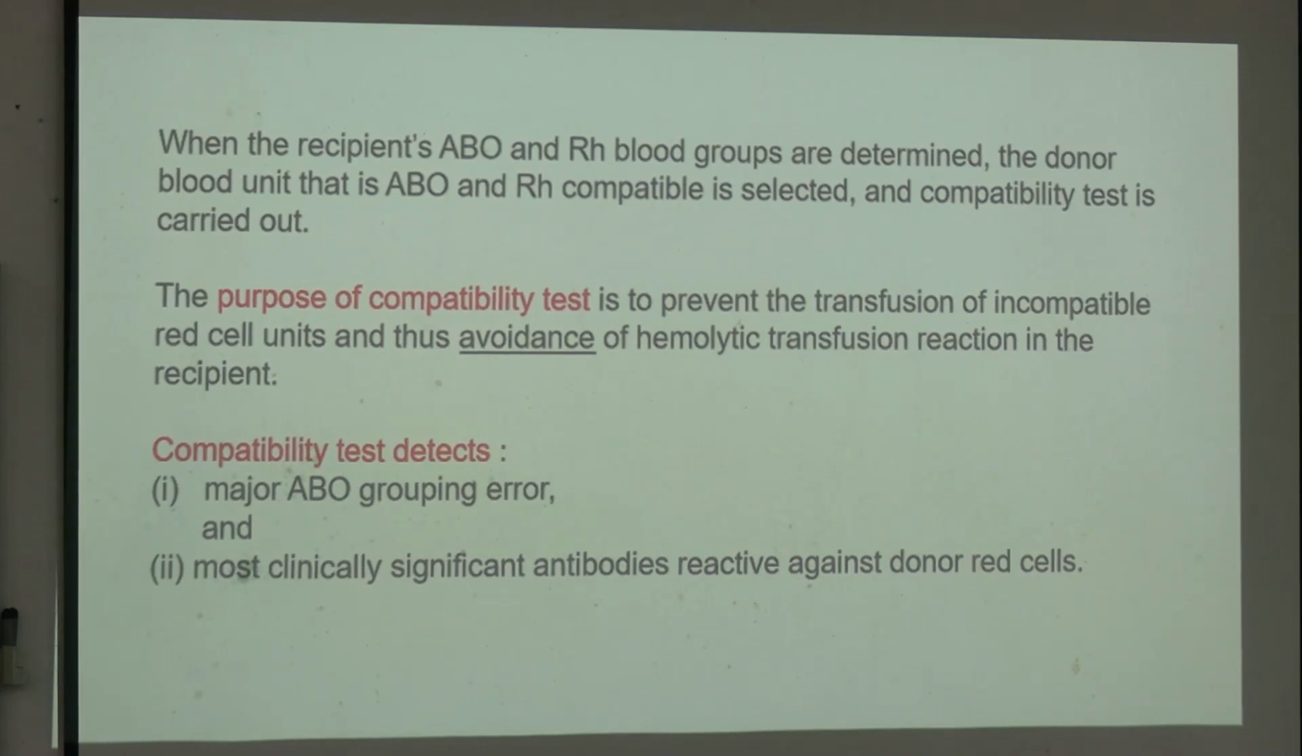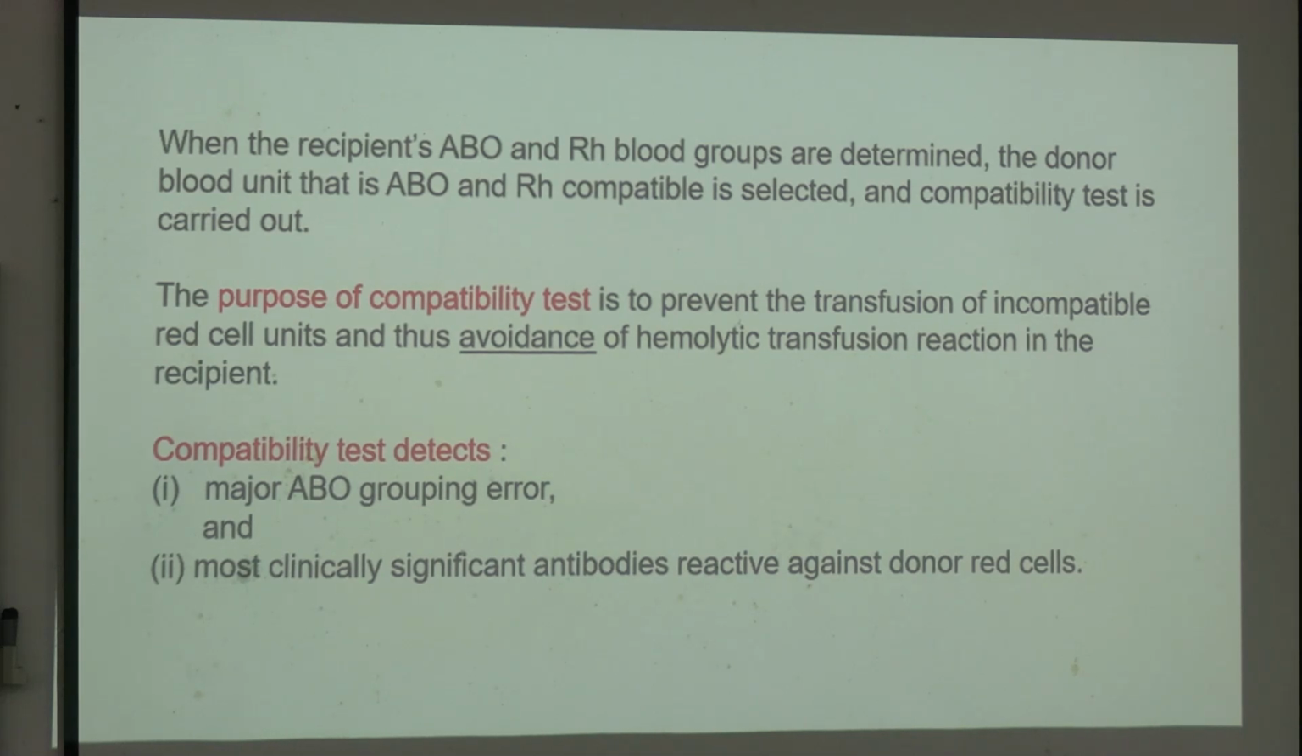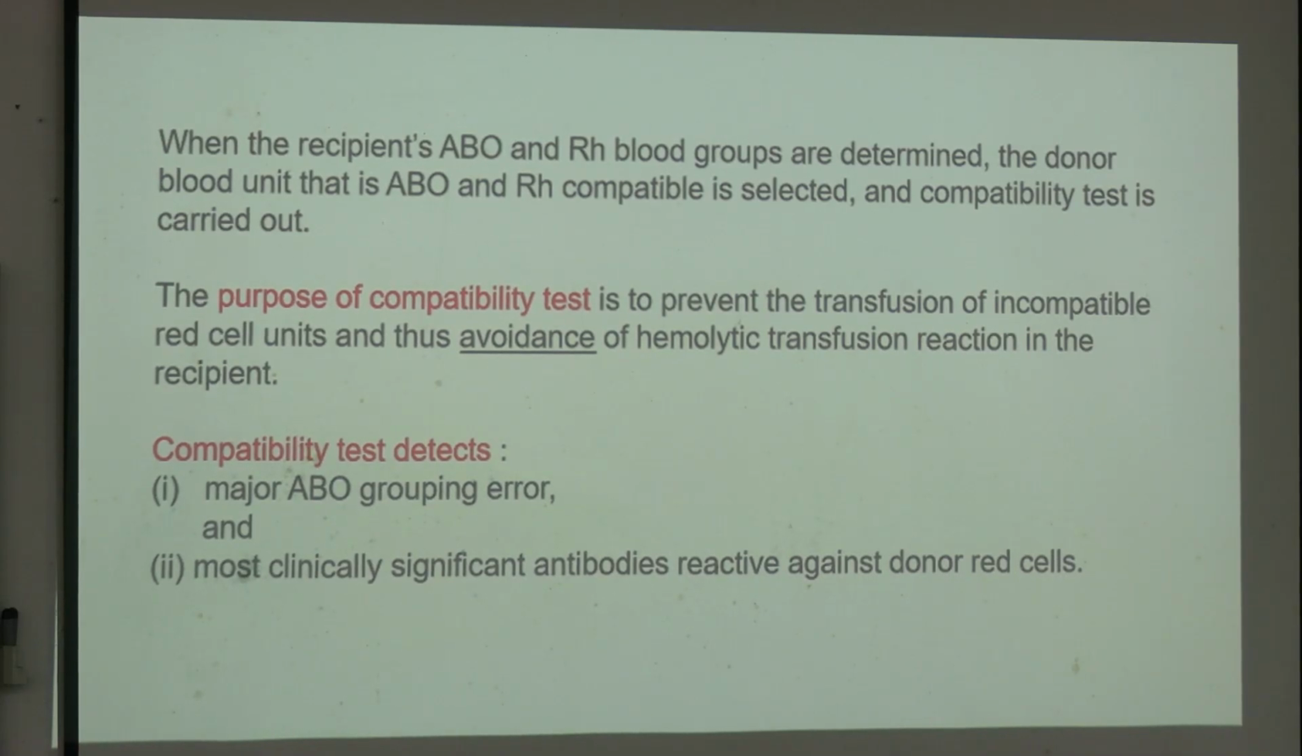When the recipient's ABO and RH blood groups are determined, the donor unit that is compatible should be both ABO and RH compatible, and a compatibility test is carried out for that purpose. Now, what is the purpose of compatibility test? It is to prevent the transfusion of incompatible RBCs.